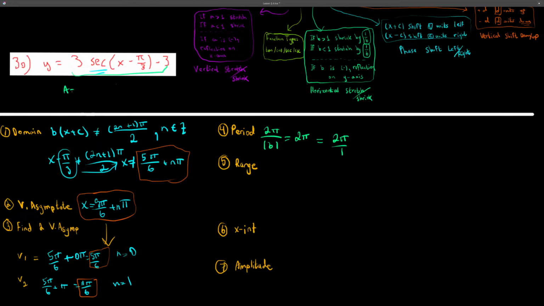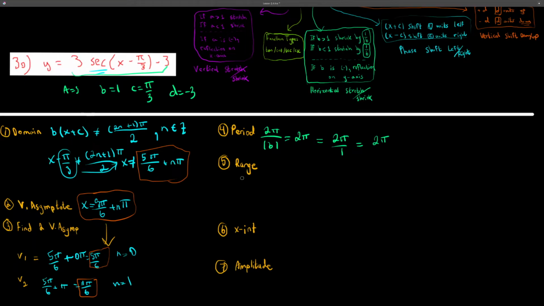So a here is equal to 3. b here is equal to 1. c is equal to pi over 3. And then d is equal to negative 3. Why is it pi over 3? Because here the formula is x minus c, so c has to be positive. And then d is equal to negative 3. Now, knowing this, b being equal to 1, we know that the answer is going to be equal to 2 pi. So that is the period.